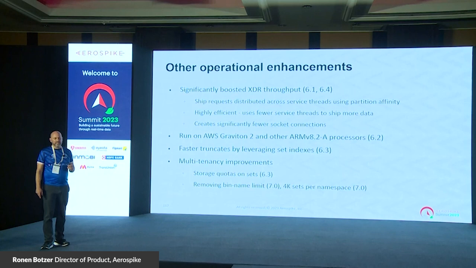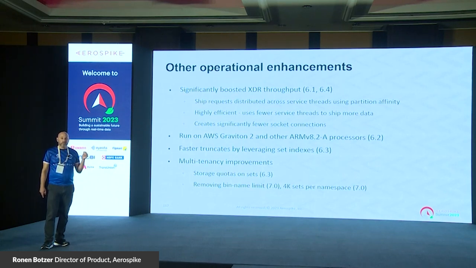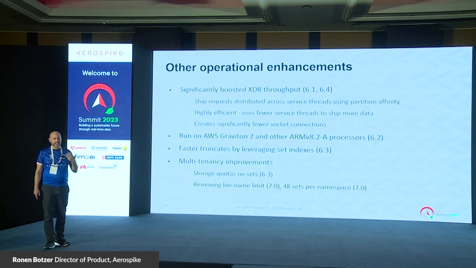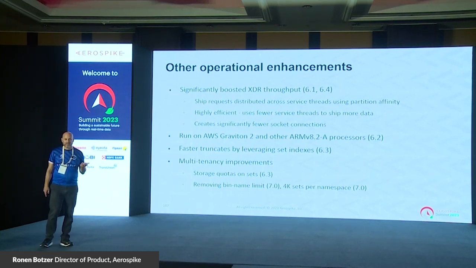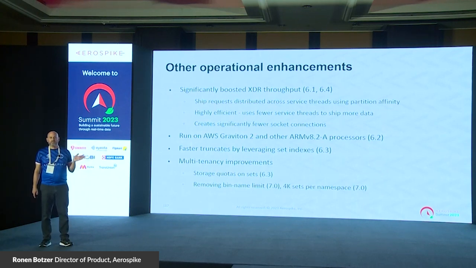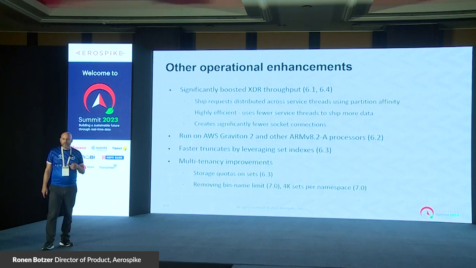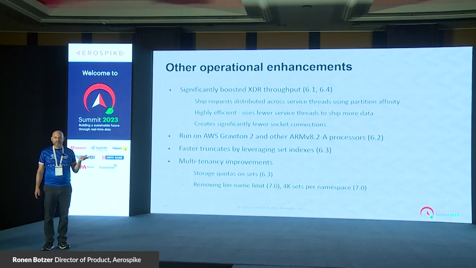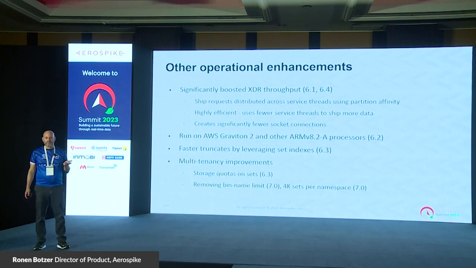limit. And then 7.0 is removing that weird unique bin names per namespace limit, which used to be 64K. Now you can just do whatever. That goes away. And we're increasing the number of sets per namespace to 4,095, okay, instead of like 1K.